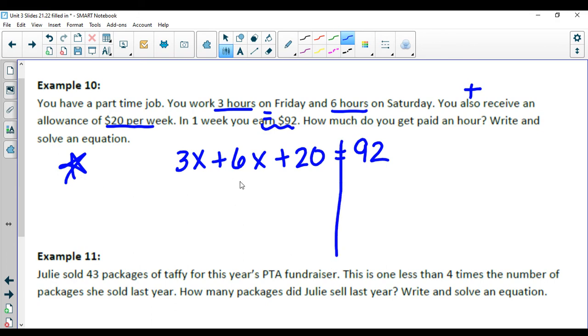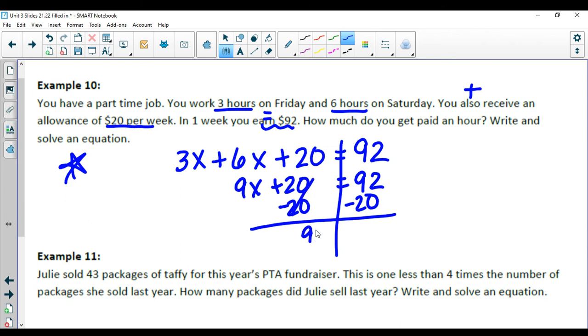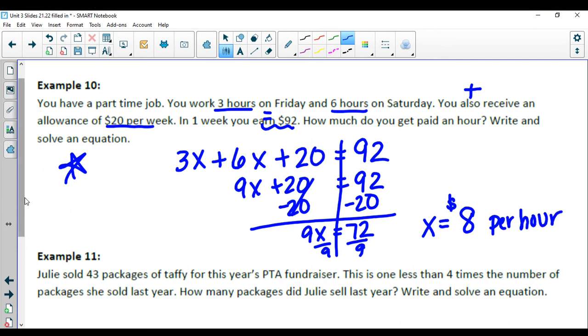So combining your like terms, you get 9x plus 20 is equal to 92. You're going to subtract 20 on both sides, and you get 9x is equal to 72. Divide through by 9, and you get x equals 8. Putting a label with it, $8 per hour is what your pay is.